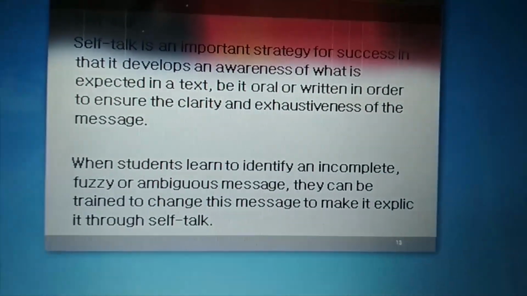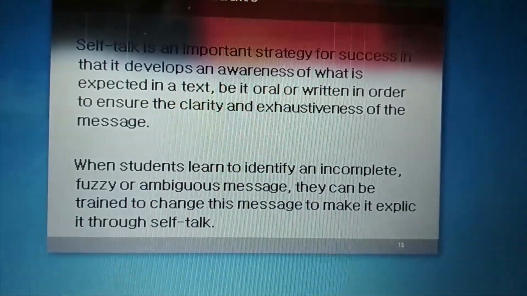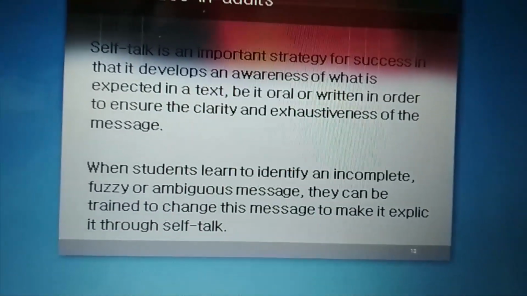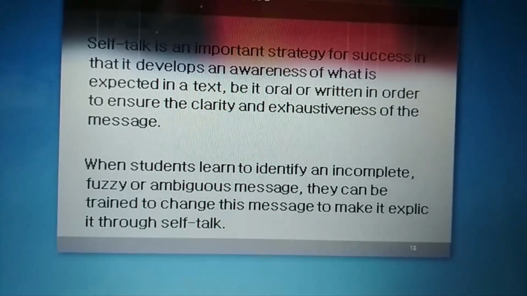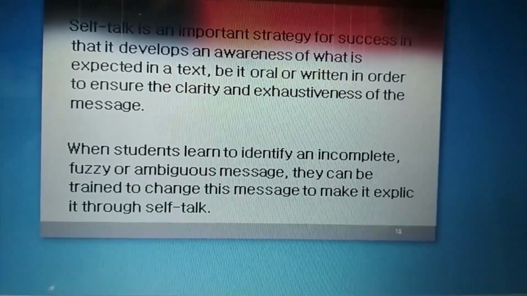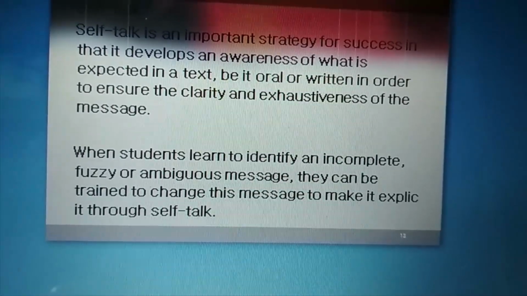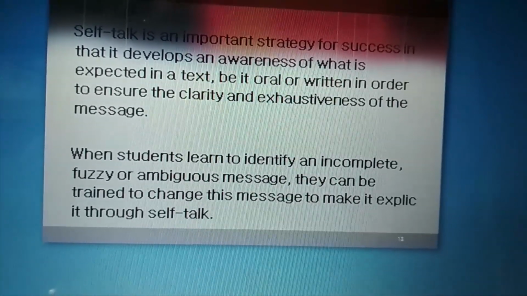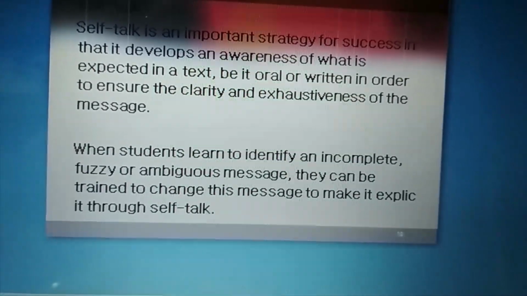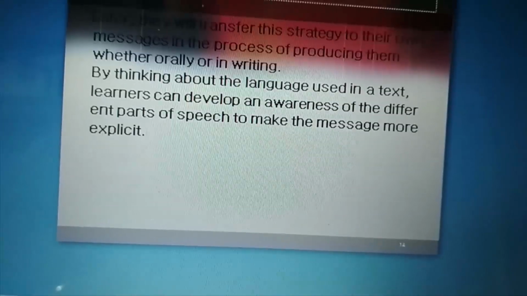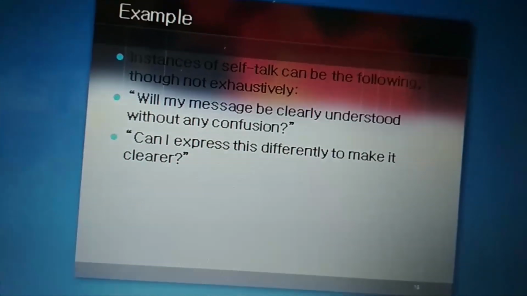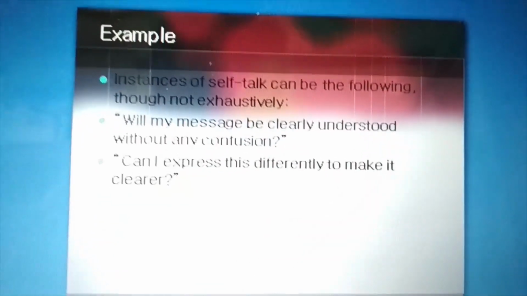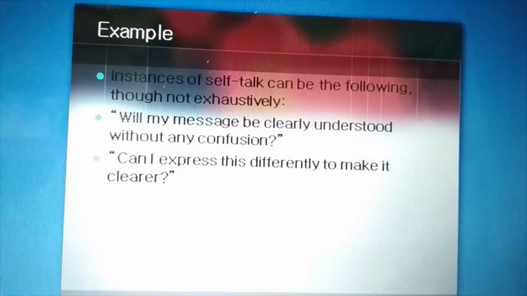When students learn to identify an incomplete, fuzzy, or ambiguous message, they can try to change this message to make it explicit through self-talk. Here is an example of self-talk, yeah.